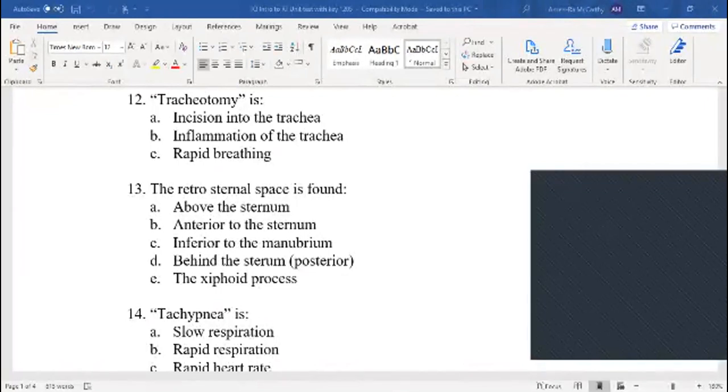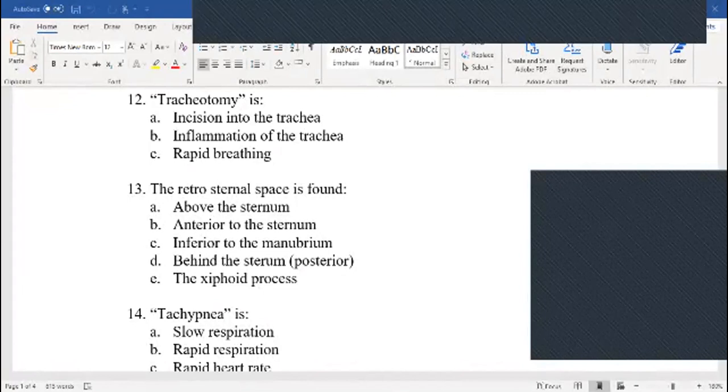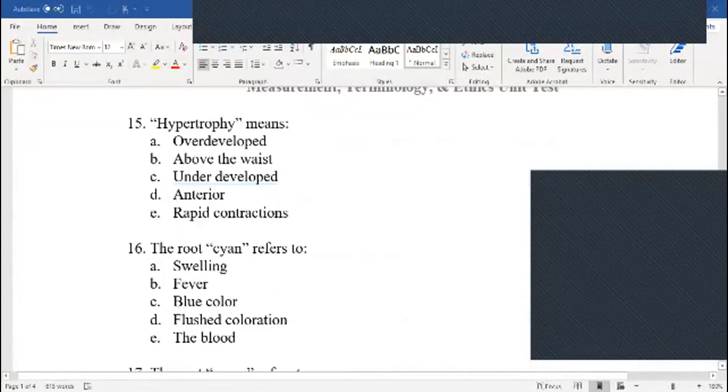All right, 14. Cassidy? B, rapid respiration. Rapid respiration is tachypnea, because pnea is breathing. Tachypnea is fast breathing. Good.